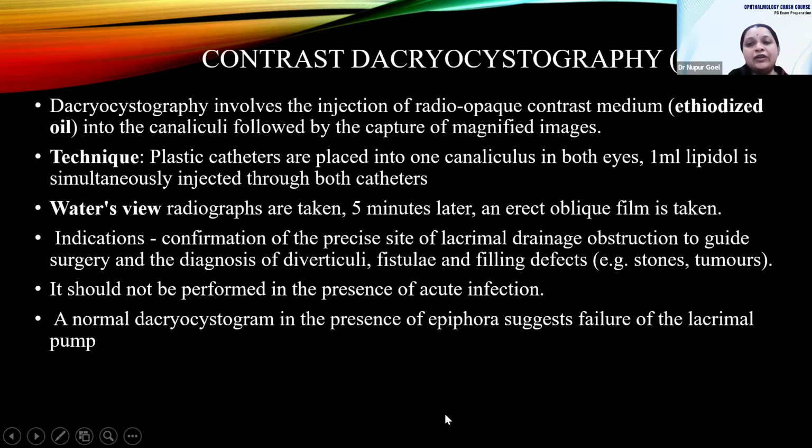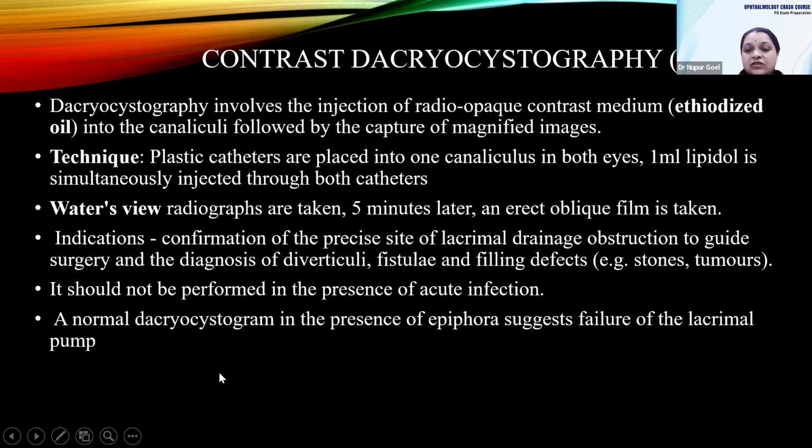So also one of the tests that can be done is a contrast dacryocystography. This involves injection of a radio-opaque contrast medium into the canaliculus, followed by the capture of magnified images. The contrast which is used is 1 ml lipid, and it is injected through a catheter. Then multiple radiographs are taken. This is basically to confirm the precise site of lacrimal drainage obstruction and to guide surgery, and especially in diagnosis of diverticulum, fistulae and filling defects in cases of a lacrimal sac.